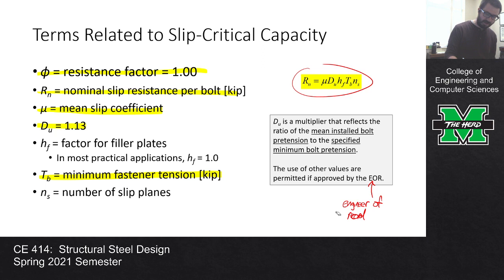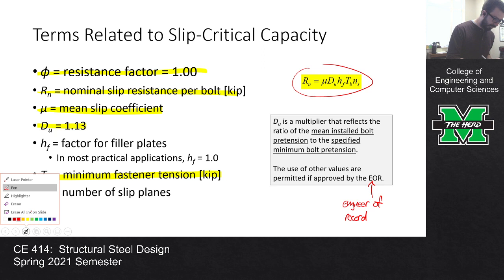The engineer of record can change that if they would like. So if you work with this particular fabrication method all the time, and particular devices, particular companies, and you know that they get a different value, you could change that if you want. I don't think it's really changed all that much in practical applications, but it can be changed as long as it's approved by the EOR, the engineer of record. Factoid for future use.